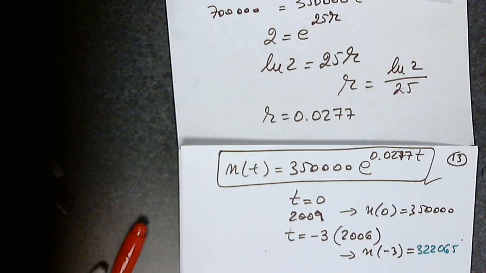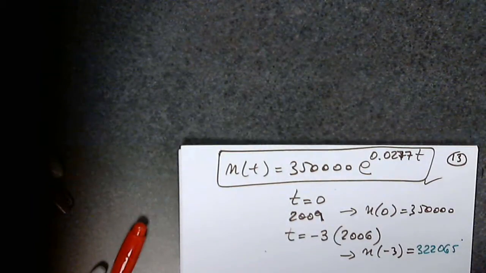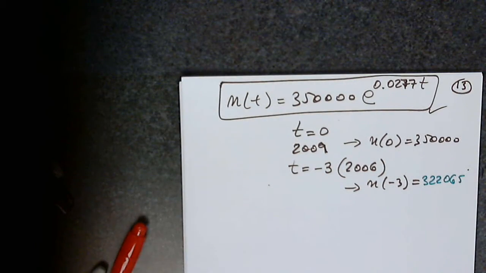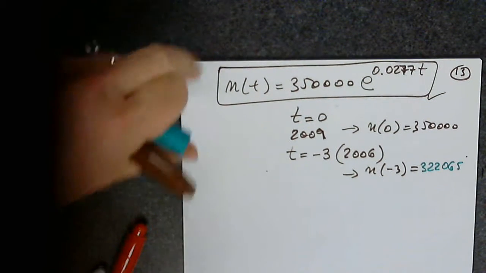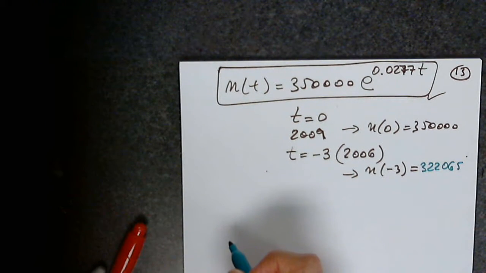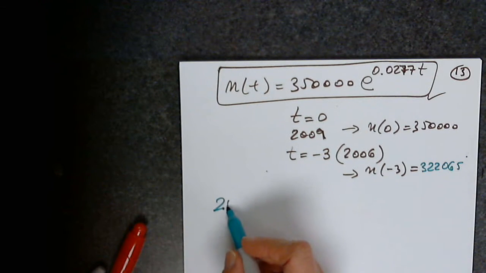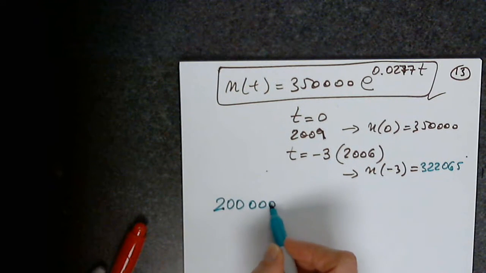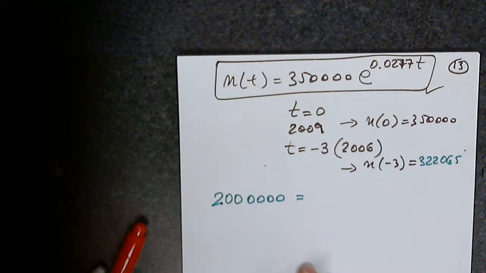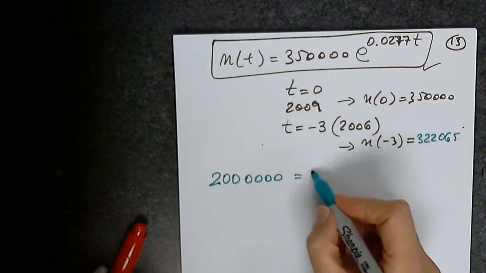Sketch a graph of this population. Estimate when the population will reach 2 million. Can you use the graph? Yes, I can use the graph by graphing 2 million and then going across. I can. Yes.